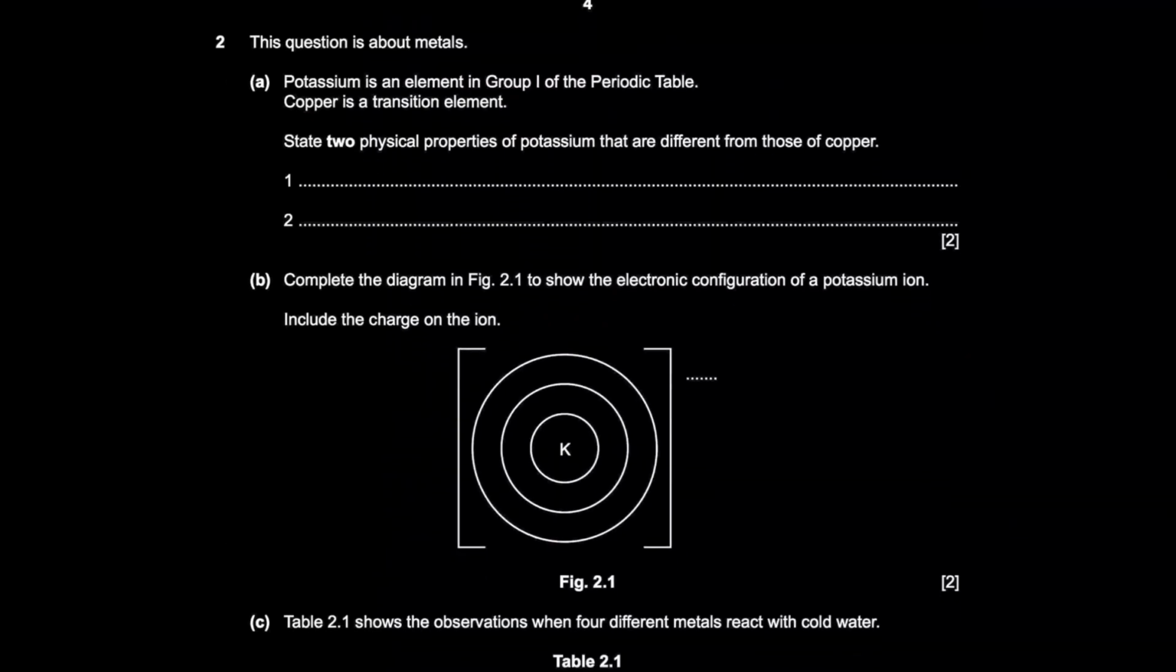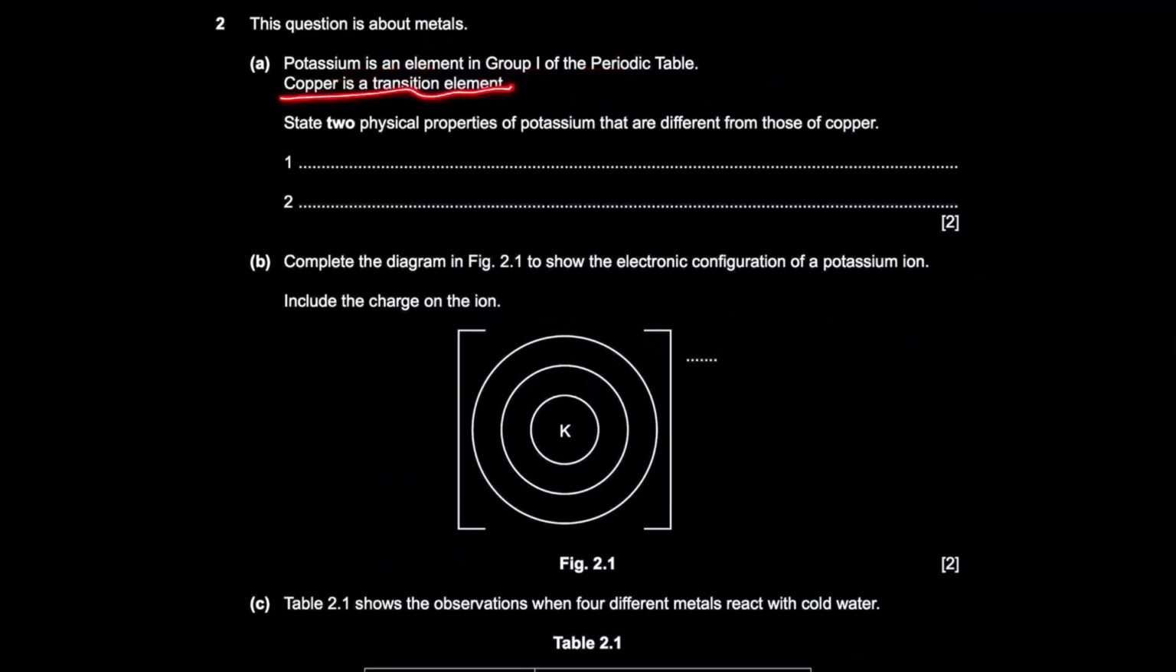Potassium is an element in group 1 of the periodic table. Copper is a transition element. State 2 physical properties of potassium that are different from those of copper. You guys remember group 1 elements have low density, right? And they're highly reactive. Oh, well, reactivity would be a chemical property, so we're only looking at physical properties. So low melting point. Remember, group 1 metals have low melting points and low densities, whereas transition elements have high melting points and high densities, right? Another difference is that group 1 metals are very soft, can be cut with a knife, whereas transition elements are very hard. That's another difference in physical property.